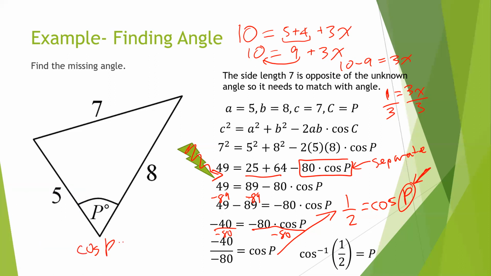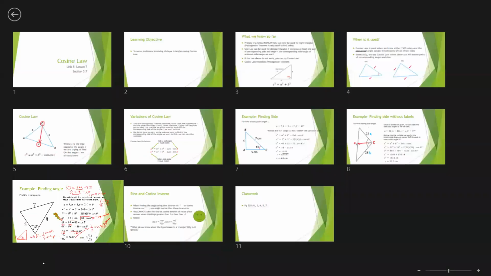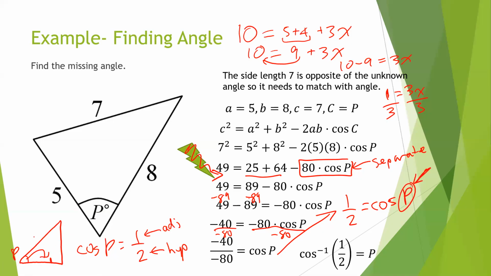If I tell you that the cosine ratio is 1/2, that means the adjacent side is 1, the hypotenuse is 2. So if we draw a special triangle here, we have an adjacent side of 1 and a hypotenuse of 2. That would mean by default that the opposite side would be square root of 3. So we notice that this is a 30, 60, 90 triangle.